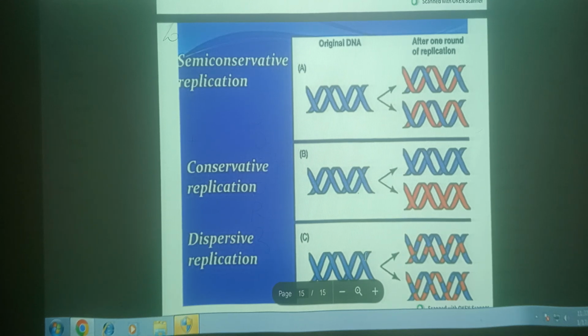Okay, everyone, this is today's topic. What is DNA? What is DNA structure? Function of DNA, and DNA replication in three parts: conservative, semi-conservative, and dispersive DNA replication.